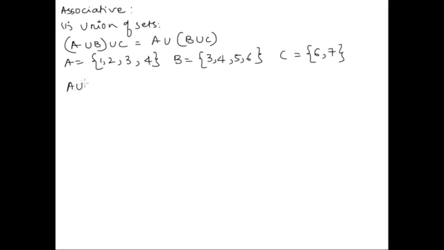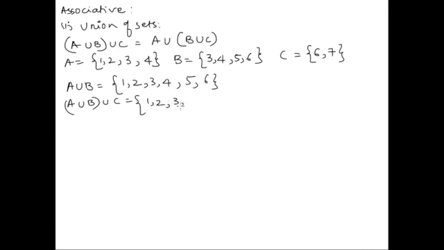So what is A union B? Let's list out A first, 1, 2, 3, 4. And then let's list out B without repeating anything. So we see that 3, 4 are common, so we'll not repeat those. 5 and 6. Now (A union B) union C. That means first we list out these here. That's 1, 2, 3, 4, 5, 6. And then list out C without repeating. So 6 is repeated, we leave that out. That's 7.